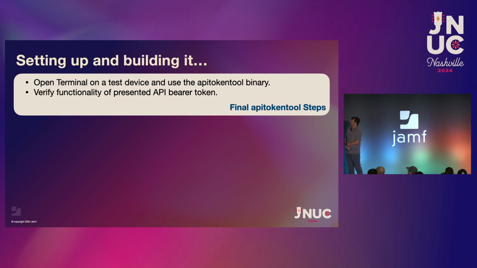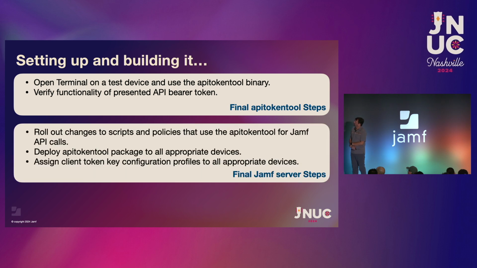Then our final steps would be to open Terminal on a test device and use the API token tool binary to verify that it actually presents you with the API bearer token. On the Jamf server side, you're going to roll out the changes to your scripts and policies that actually use the new tool. You're going to deploy the API token tool package to all the devices you want to use it on, and assign the client token key configuration profile based on the level of access that you want for all of your machines.